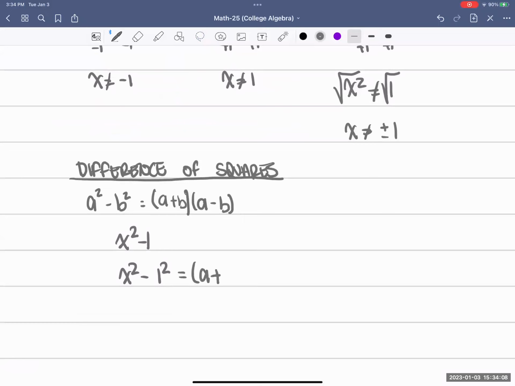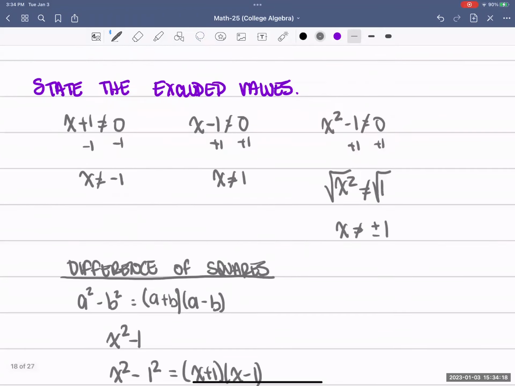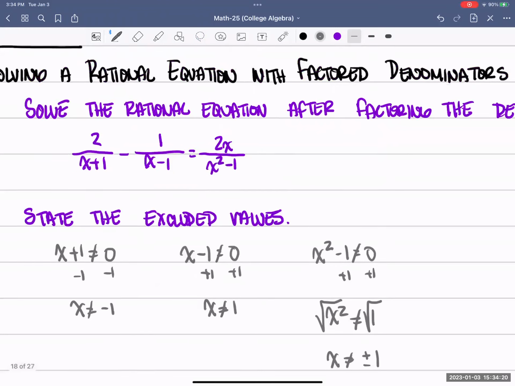A plus b, or in this case, x plus 1 and x minus 1. So now that we have that factored, we could come right back here and rewrite this equation.